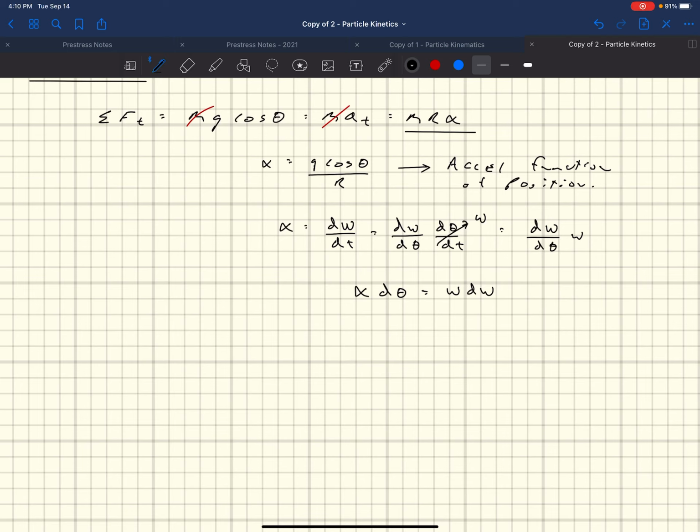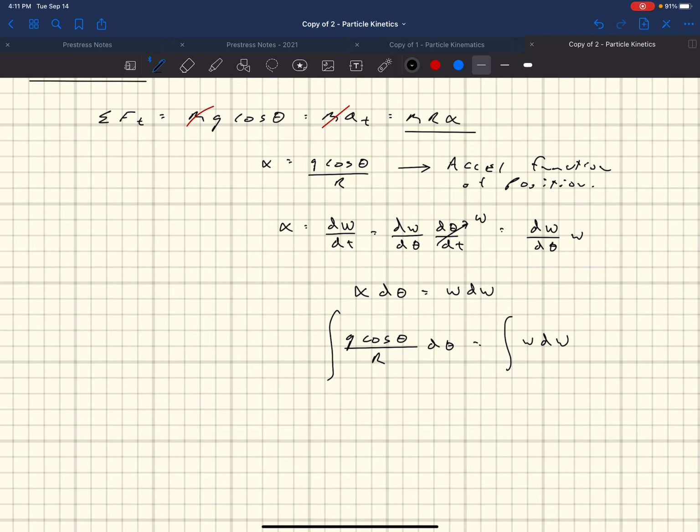Okay. I can expand. I know what alpha is. Alpha is g times cosine theta, and that's what we just solved from our equation of motion above. G cosine theta divided by r is what alpha is, d theta. I'm going to integrate this side of the equation, and I'm going to integrate this side, omega d omega.